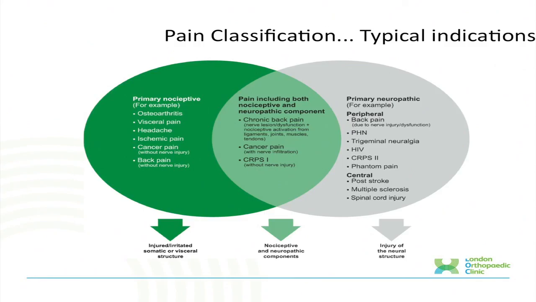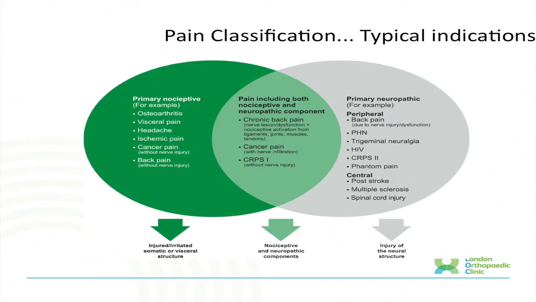Again, this is just for your take home. What does this all mean? Typically primary nociceptive, typically neuropathic. For example, OA would be primarily nociceptive. Neuropathic would be things like postherpetic neuralgia, trigeminal neuralgia.